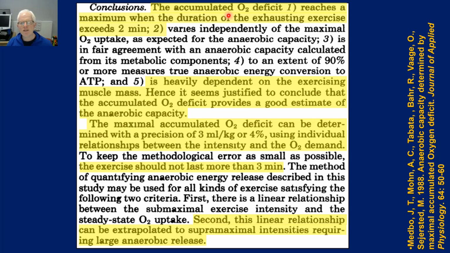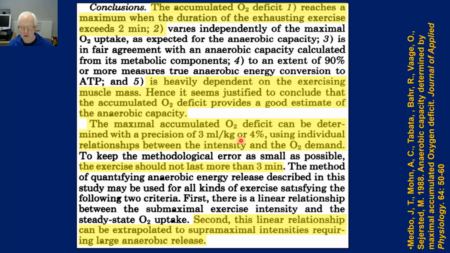In fact, Medbo goes on to write this, which is actually really neat. The accumulated oxygen deficit reaches a maximum when the duration of the exhausting exercise exceeds 2 minutes. Missing a couple of points out, we come to point 5 here, and it is heavily dependent upon the exercise muscle mass. Hence, it seems justified to conclude that the accumulated oxygen deficit provides a good estimate of the anaerobic capacity. The maximum accumulated oxygen deficit can be determined with a precision, now this is interesting, of 3 mils per kilogram.